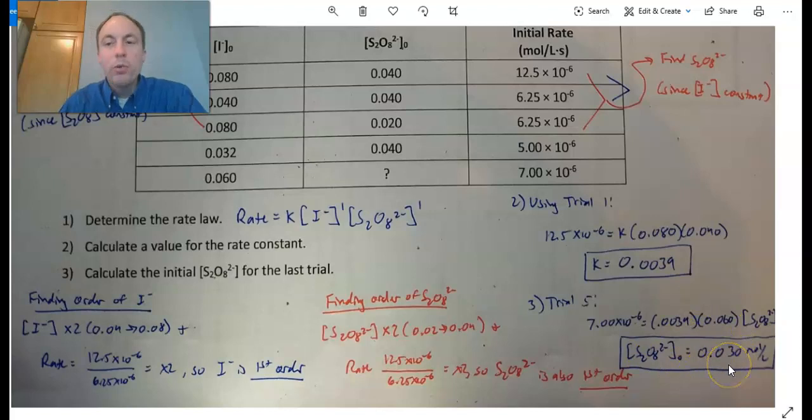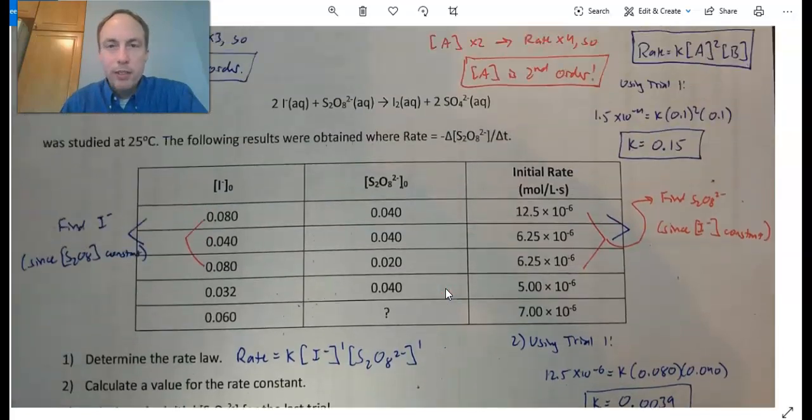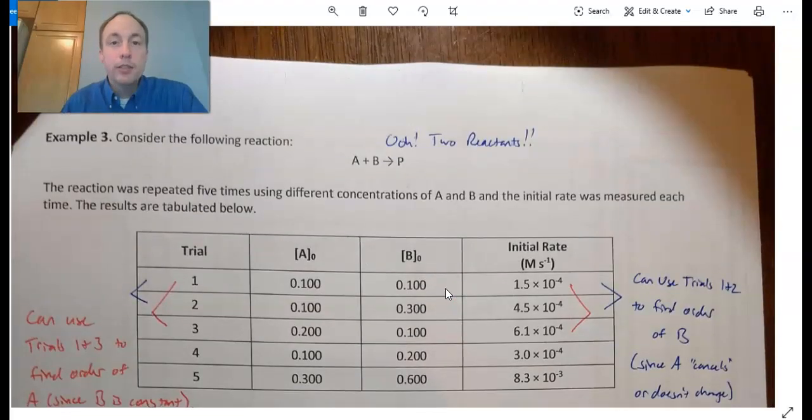I got a value of 0.03. And that's about it. Again, the whole idea is just to use your controls and variables: try to keep one thing the same and change other things, see what effect that has on the rate, and that's about it. I hope you liked it.